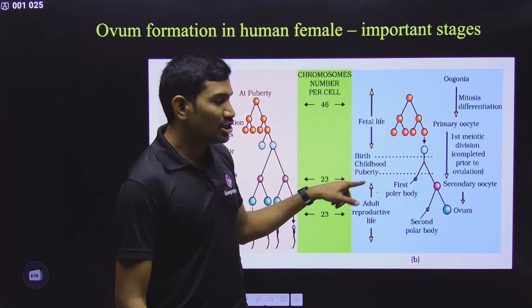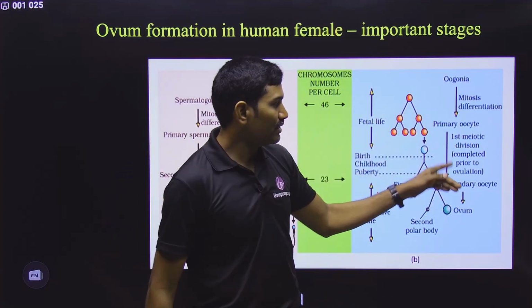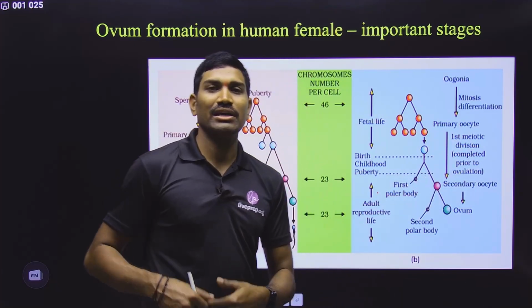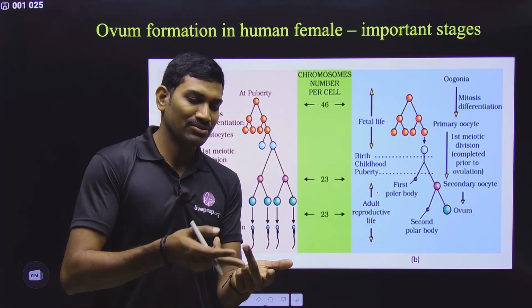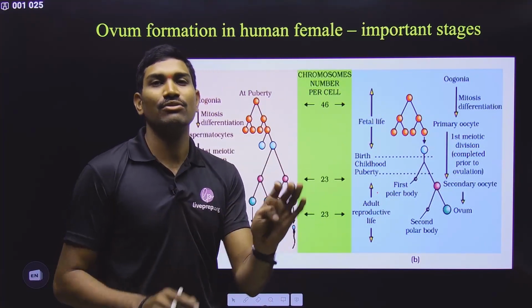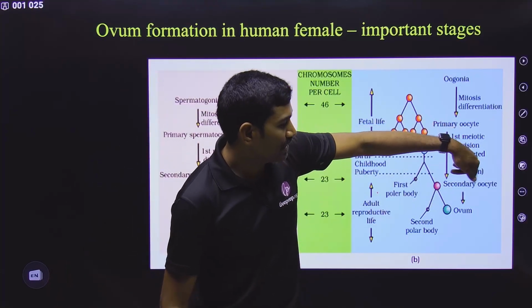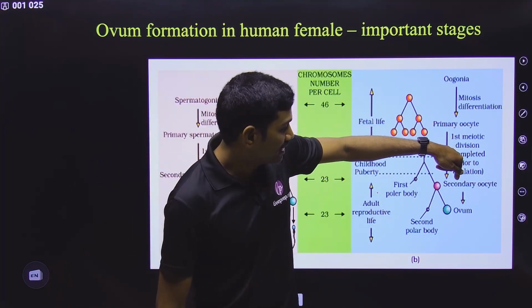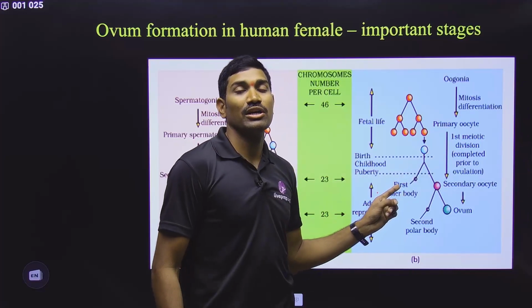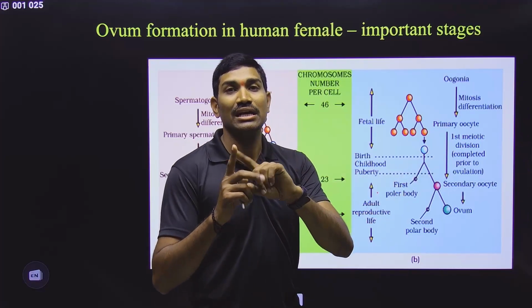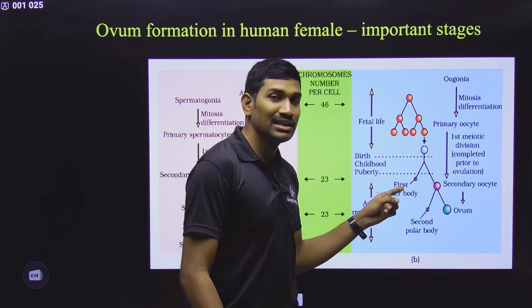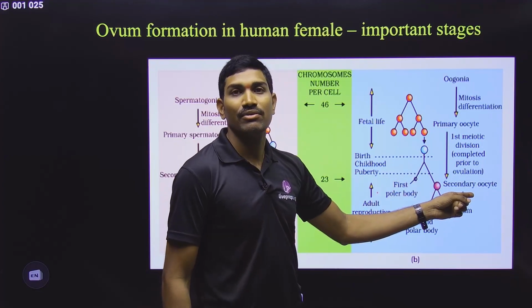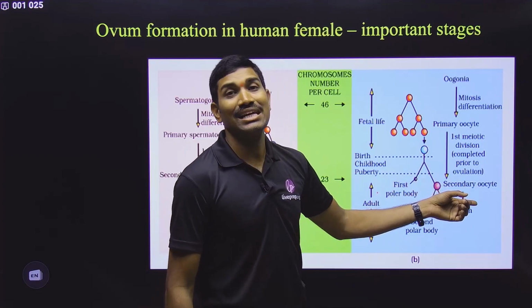Now here, in each menstrual cycle, some cells will continue further. From diplotene they continue into diakinesis, metaphase 1, anaphase 1, telophase 1, cytokinesis 1. Once it is completed, what happens? The secondary oocyte is produced, and along with this secondary oocyte there is a first polar body. Out of the two cells, one is functional, the other is not functional. The non-functional one is the first polar body. The other one is functional, and it is called the secondary oocyte.